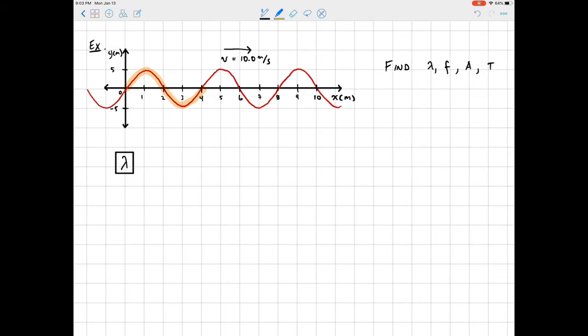Notice that if I choose a different portion of the wave, like starting right here, and sketch out the full pattern until it repeats, I actually get the exact same result. In both of these cases, the wavelength is 4 meters.